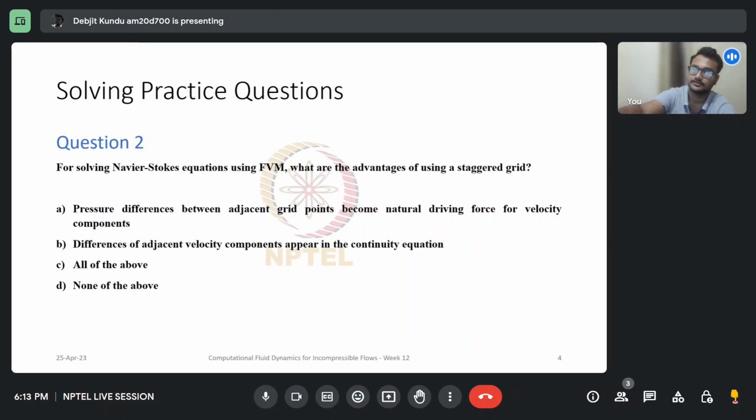Let's have a look at the solution. The solution is option C, all of the above, that is both A and B. So both A and B are correct in this case. So why? Let's have a look at that.